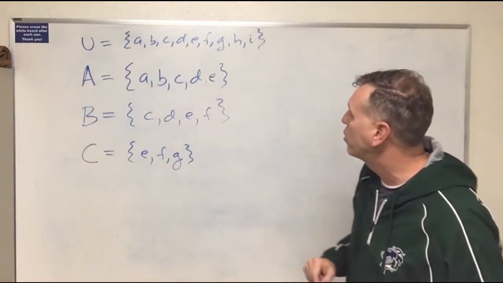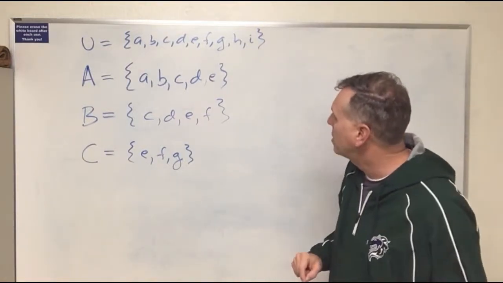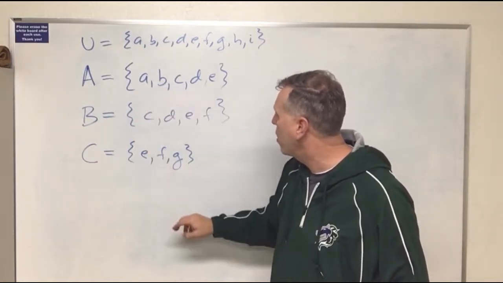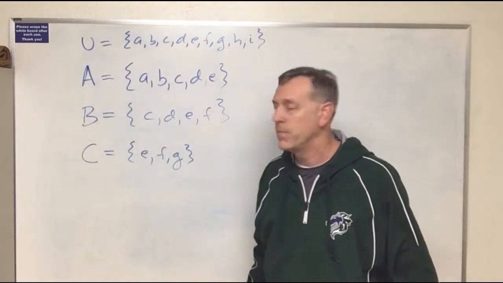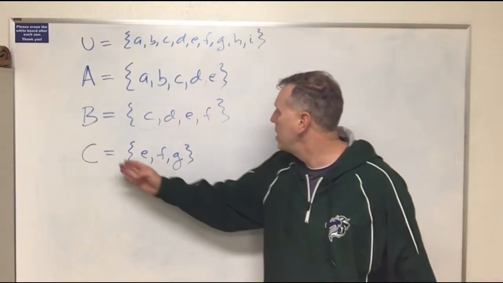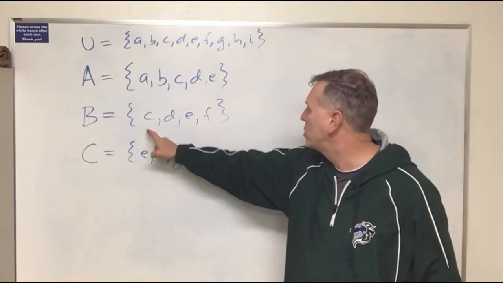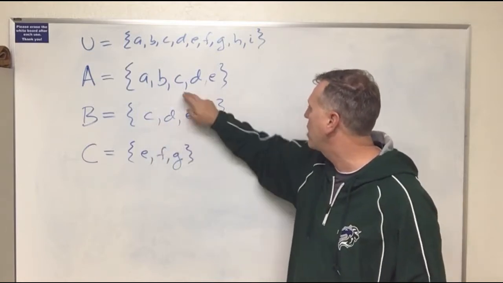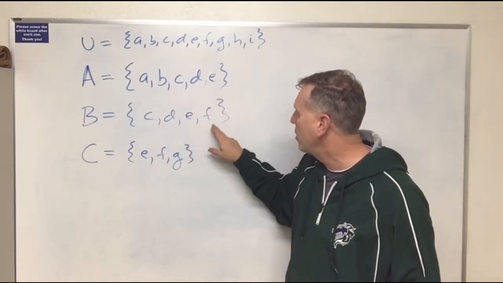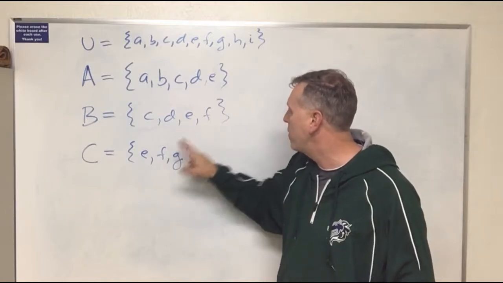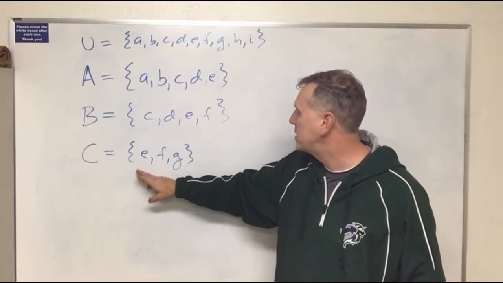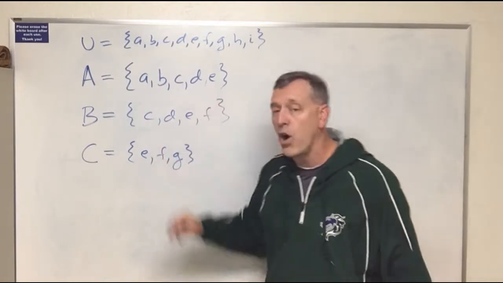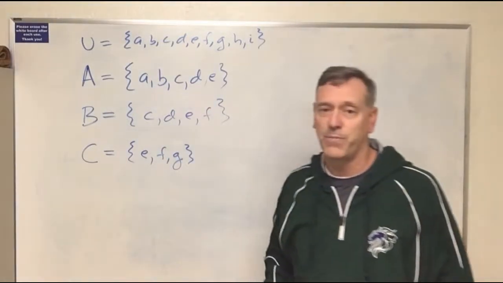But from this we draw the conclusion, for instance, that the letters a and b occur only in set A. You'll see in B that the letters c, d, and e, all three of those, are in common with set A, and the letters e and f are also in common with set C. You find in C that e is common to all three sets.